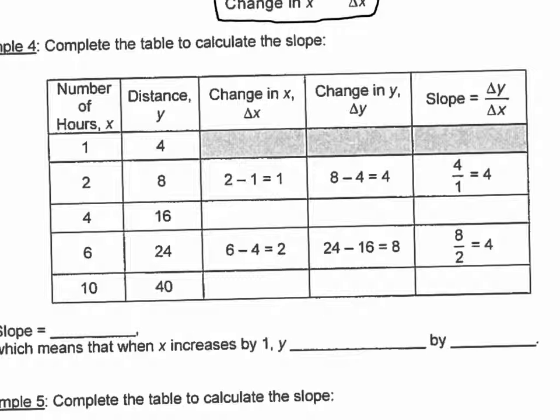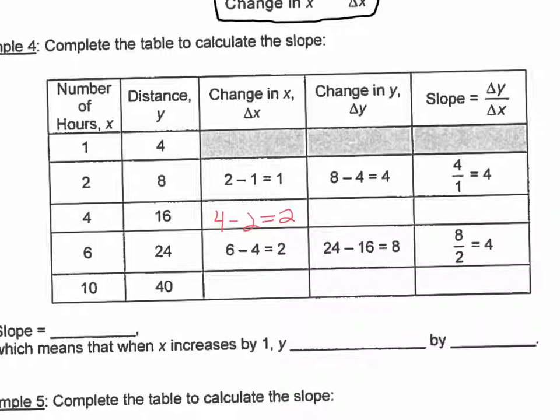Okay, if we do this on the next level, our change in x, on this row right here, we're going to start with our x value. We're going to start with 4. Start with our 4 right here, and we're going to subtract the x value that's right above it. We're going to subtract the 2. So 4 minus 2 gives us 2. So that's our change in x.